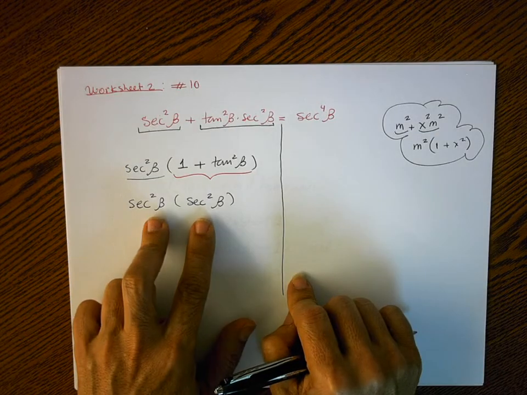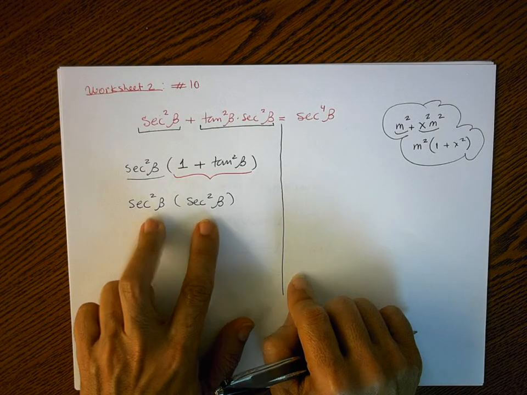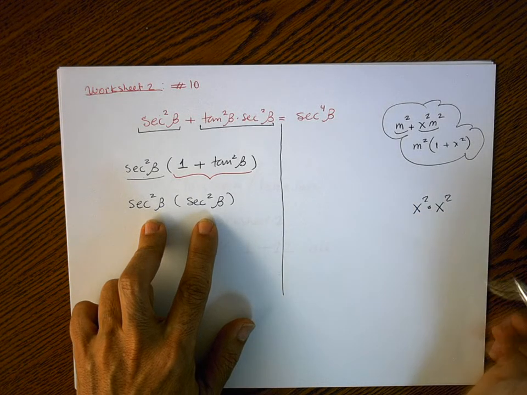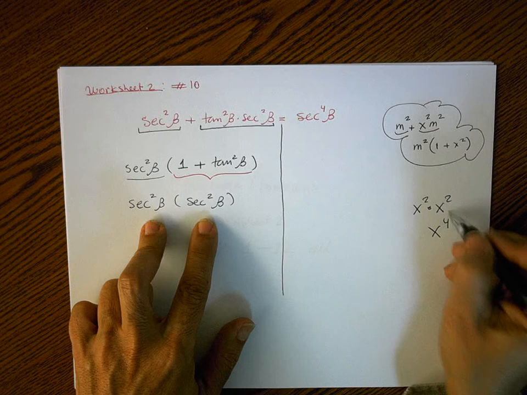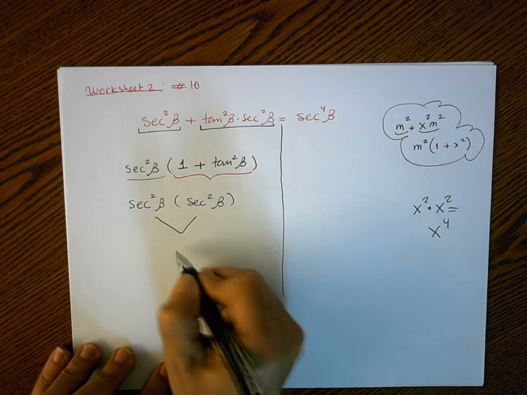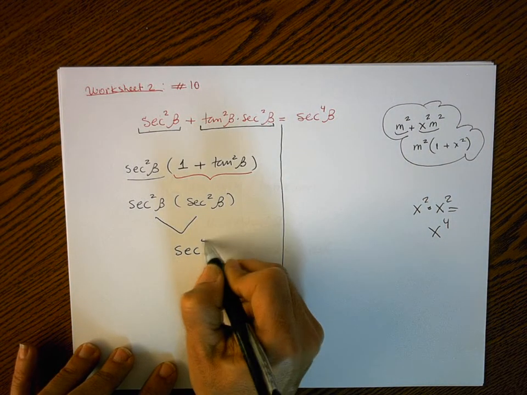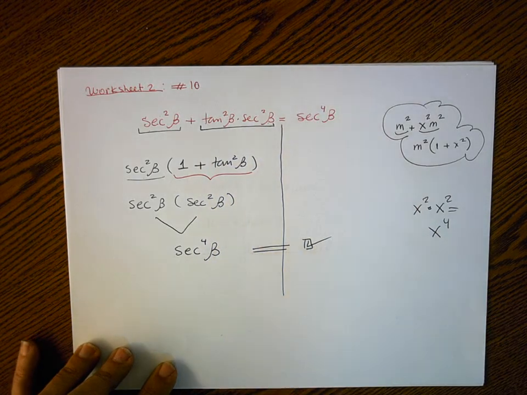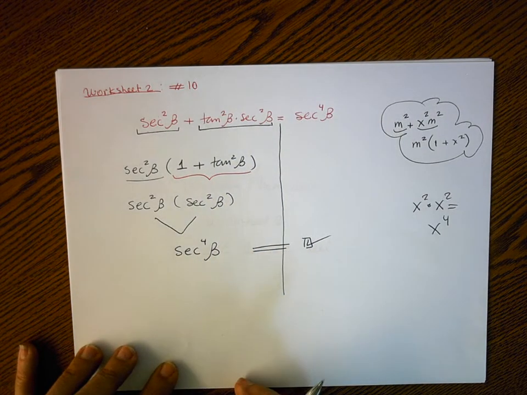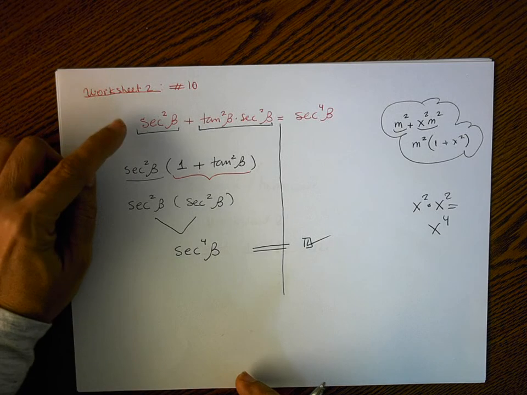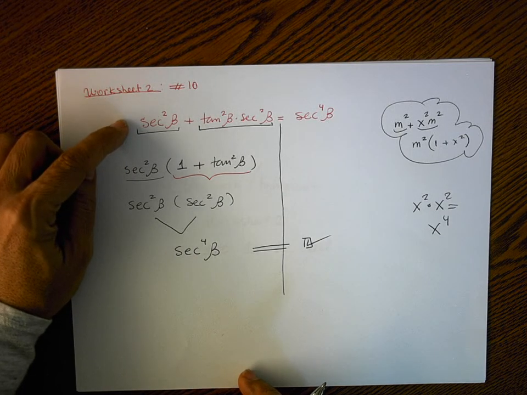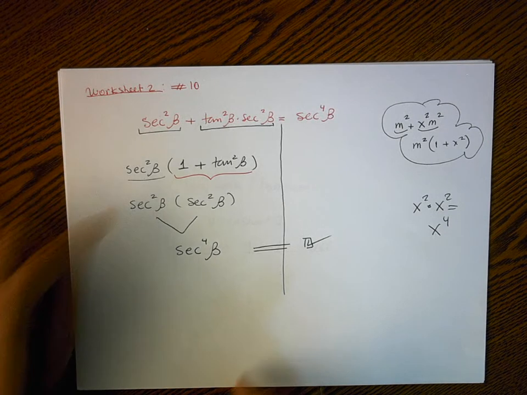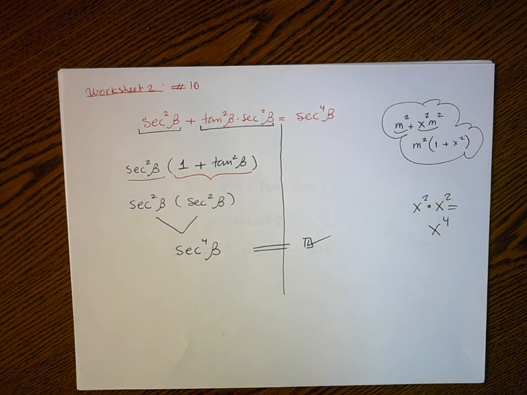Okay, these 2 multiplied is like if you had x squared times x squared. Okay, what is it? It's x to the 4th power, right? So these 2 together are nothing but the secant to the 4th power of beta, which is exactly what we have on the right-hand side. Okay, so what was really ugly and complicated and long, all we did was use a little bit of algebra and substitution, and bam, we got it done. Okay.